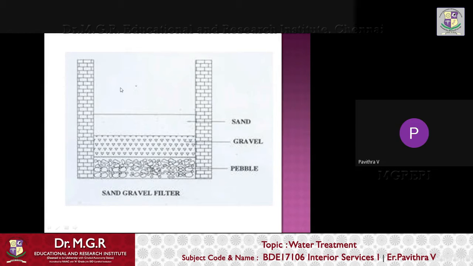The water which has been collected from the pipes will be fed into this. There will be a layer of sand and gravel, and pebbles will also be there. When the water is fed inside this, all the suspended silt particles will get separated. There are different types of filter processes available, and whichever is convenient to us and whichever we can implement, we can follow that.